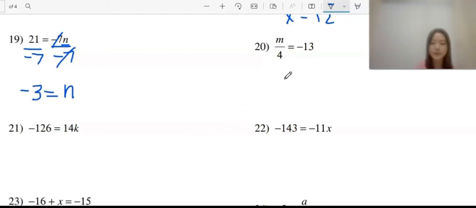Now number 20, m over 4 is equal to negative 13. Now, m is divided by 4. We want to undo that process, so we only have m on the left side. If you want to undo that process, if it's divided, we multiply it back. So that will be 4. And then since we do it on the left side, we also do it on the right side. So the 4's cancel out, which makes m by itself. And negative 13 times 4 is equal to negative 52.